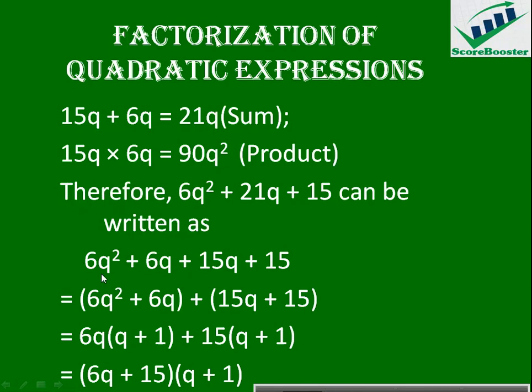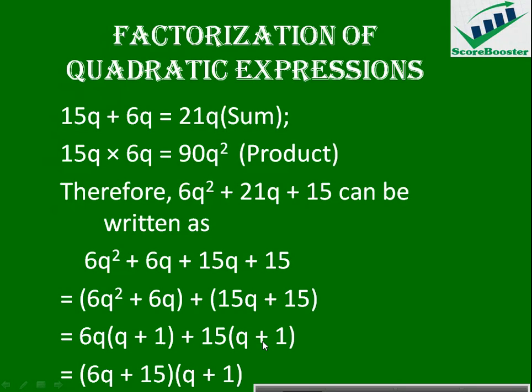So you group your like terms. You can group this and this, then you group this and this. So you find the HCF of 6q squared and 6q. The HCF of 6q squared and 6q will be 6q. If you factorize out 6q from here, you'll be left with q. If you factorize out 6q from here, you'll be left with 1. So this sign plus. The HCF of 15q and 15 is 15. If you factorize out 15 from here, you have q. If you factorize out 15 from here, you have 1.